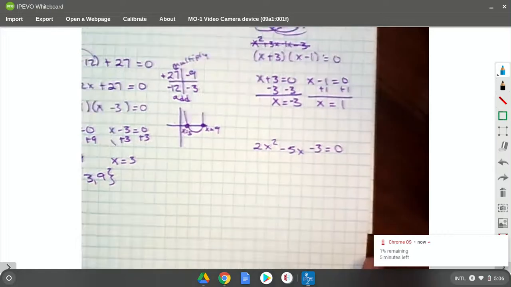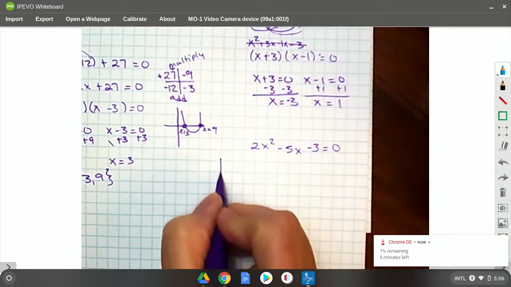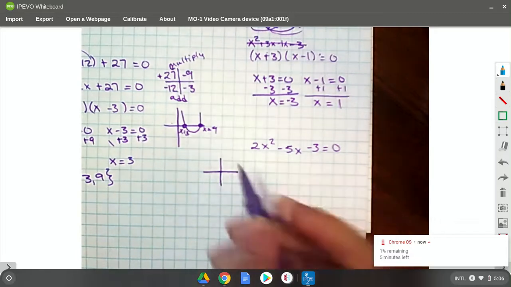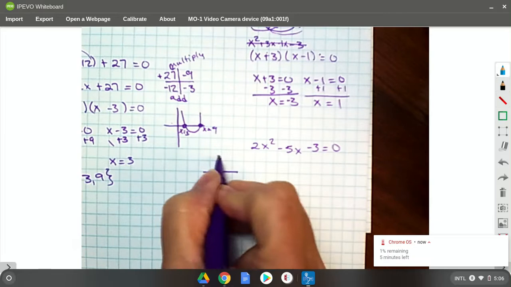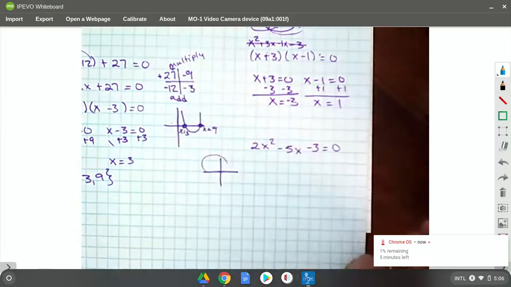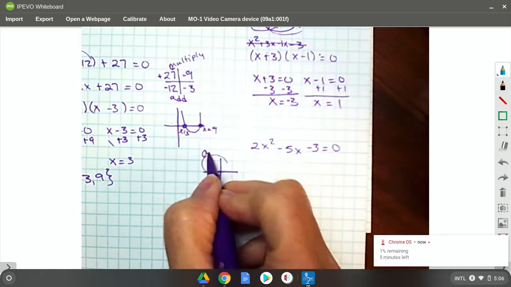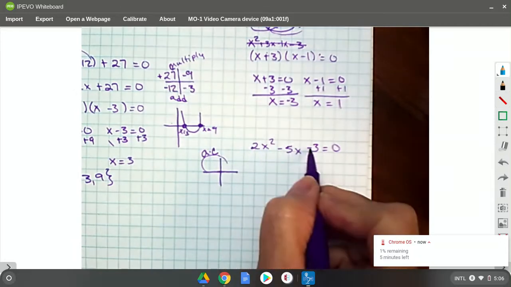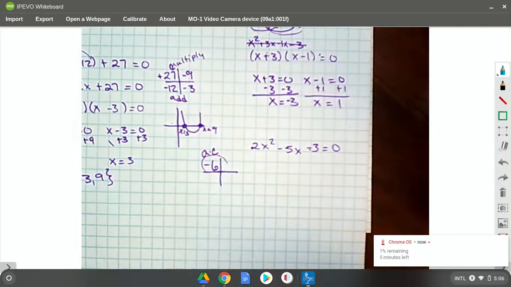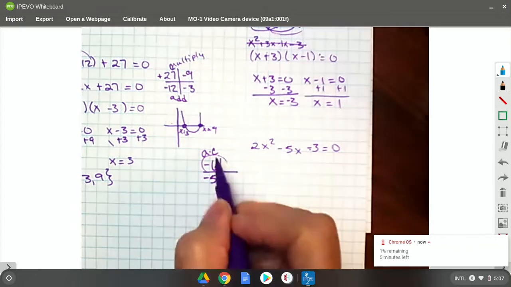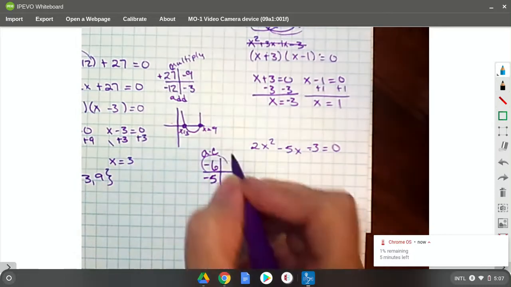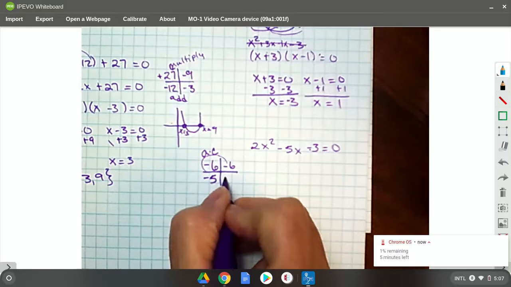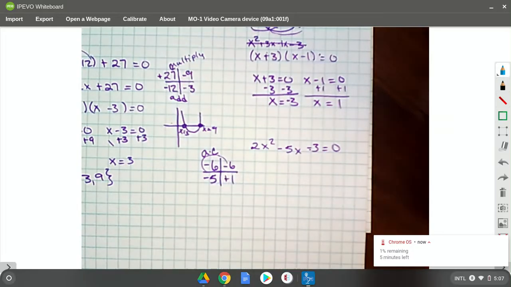A is not equal to 1. I'm going to do my same setup, my same little box, but this time I'm going to multiply for this box here where I want it to come together as a multiplication. I'm going to multiply A times C. So I'm going to say 2 times negative 3. And that's going to give me a negative 6. And that's going to give me a negative 5. So this time I want two numbers that will multiply to a -6 and add to a -5. And that's going to be -6 and +1, right?